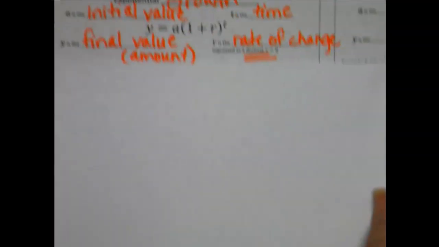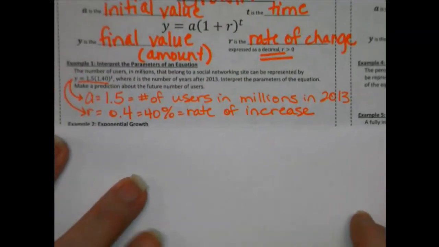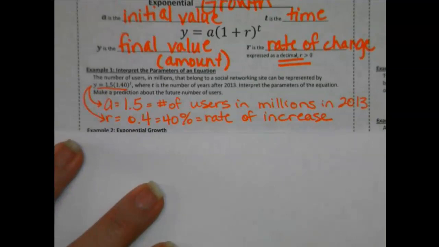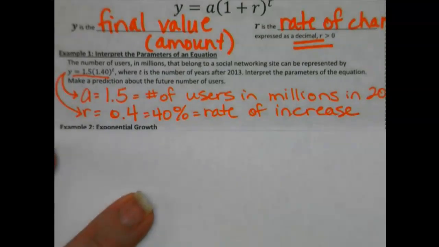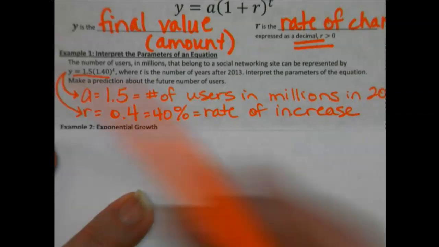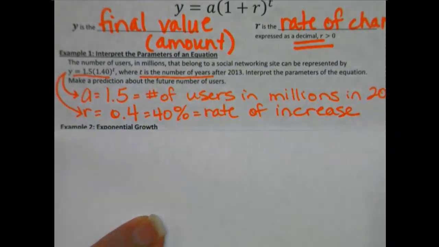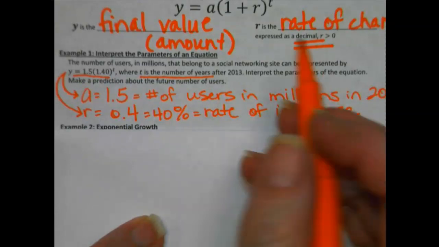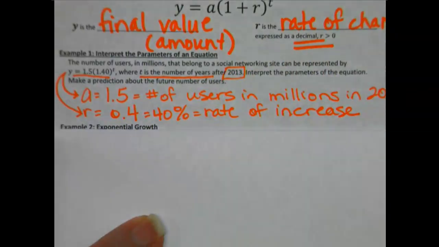All right. So if we look at this first one, example one, and sorry, it's a little bit small. Let me zoom in a little bit. The number of users in millions that belong to a social networking site can be represented by that equation, where T is the number of years after 2013. So I would actually mark T as the number of years so that you remember, right? We're not looking at any other time in here. They tell you what the time is. They did tell you it's years after 2013, so I know 2013 is my starting point, and they want me to interpret the parameters of the equation.